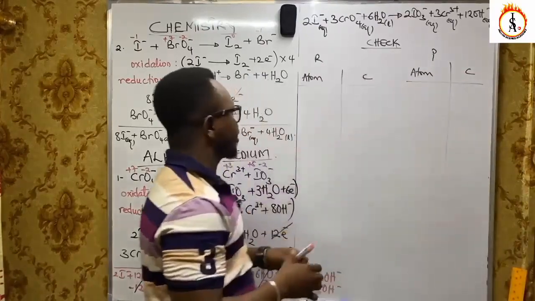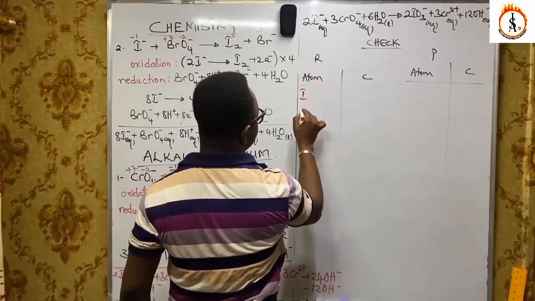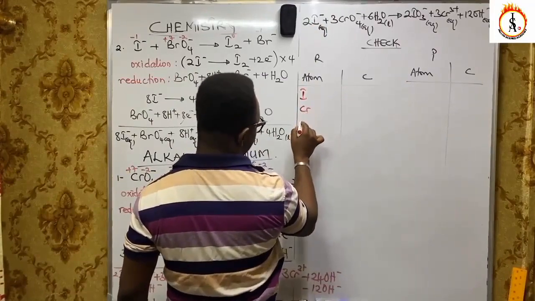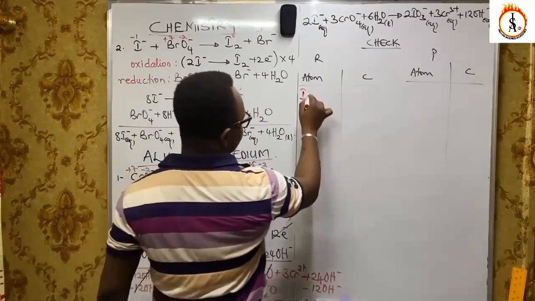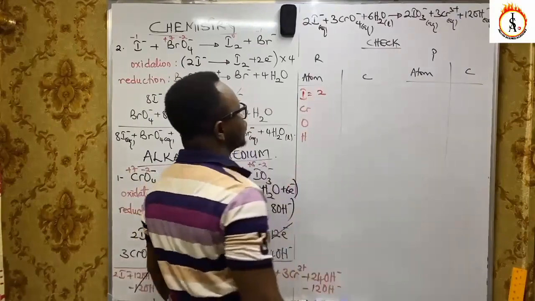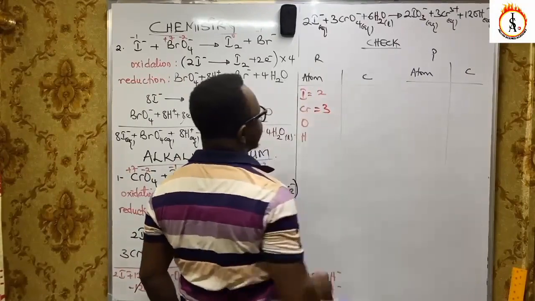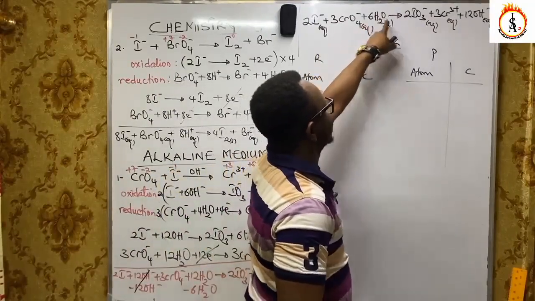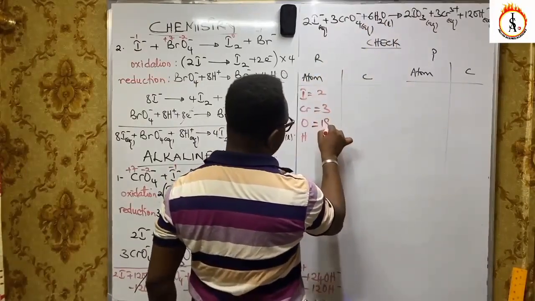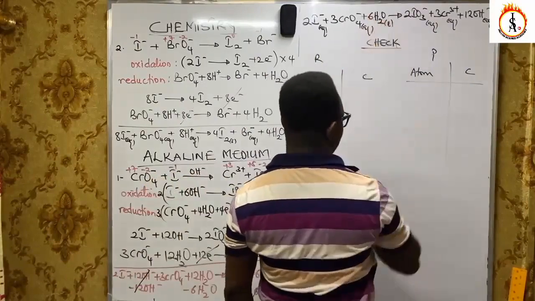Okay, so checking for this, the atoms we have here, we have iodine, we have chromium, we have oxygen, and we have hydrogen. The iodine, we have 2. The chromium, we have 3. The oxygen, 3 by this 4 is 12, and plus 6 is 18. And the hydrogen we have is 12, because 6 by 2 is 12.